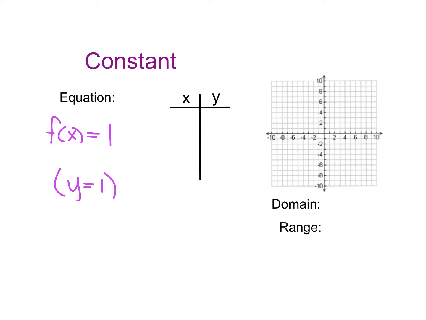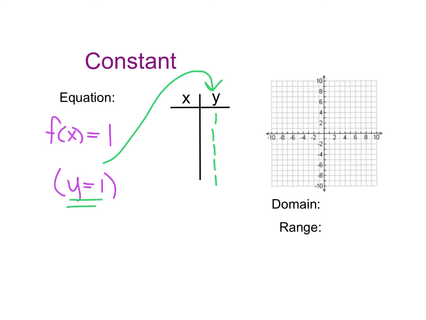And what I know about this table of values, given the equation of y equals 1 or f of x equals 1, is that all of the y values are equal to 1. So no matter how many y values I pick, whether it's 1, 2, 3, 4, or 5, all of those y values are equal to 1.